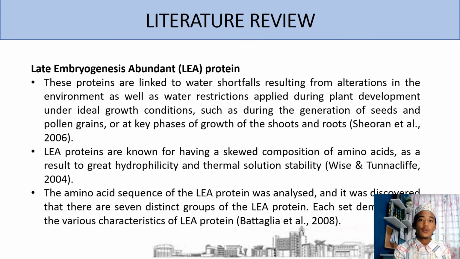These proteins are linked to water shortfall resulting from alteration in the environment as well as water restriction applied during plant development under ideal growth conditions, such as during the generation of seed and pollen grain or at key phases of growth of the shoots and roots. LEA proteins are known for having a skewed composition of amino acids, resulting in hydrophilicity and thermal solution stability. The amino acid sequence of the LEA protein was analyzed and it was discovered that there are 7 distinct groups of the LEA protein. These sets determine the various characteristics of LEA protein.